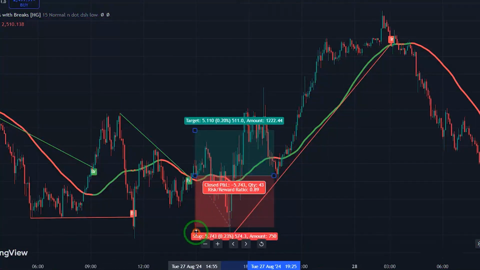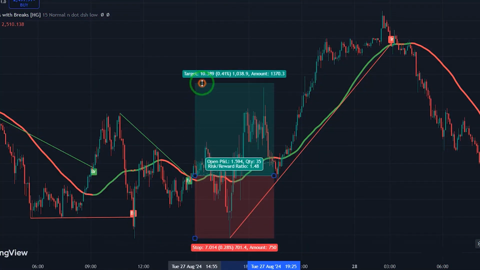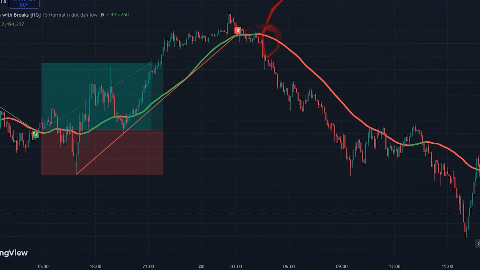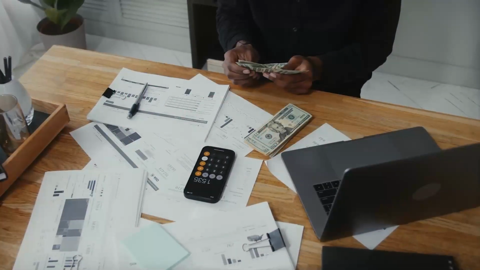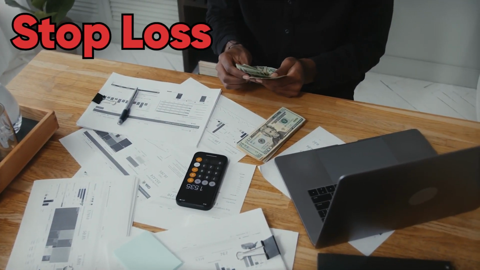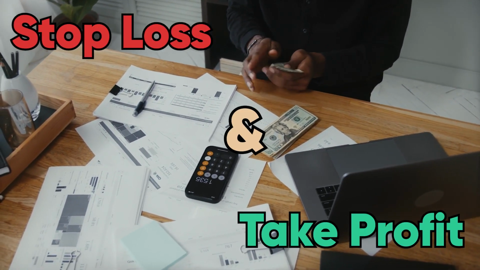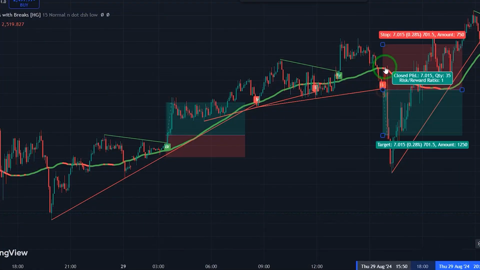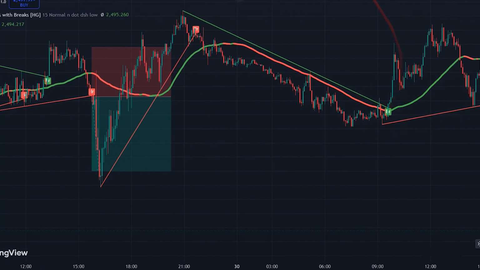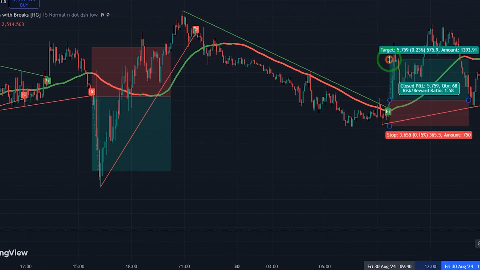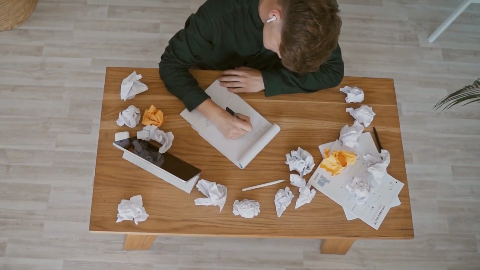Now that you understand how easily you can use this scalping strategy and experience profitable trades, remember to always prioritize money management rules and adhere to your stop loss and take profit levels. Now that you have learned this strategy, it's time to try it out yourself. Go to the chart, add the indicators I introduced, and practice until you master it.